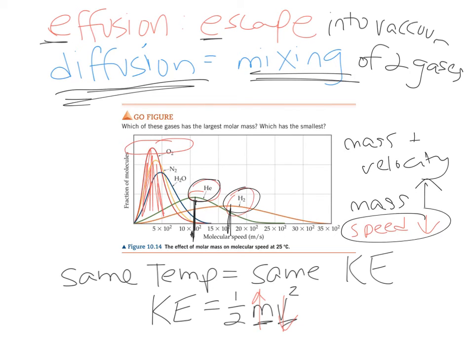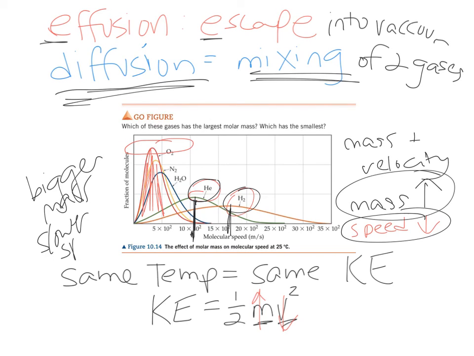So the speed of a molecule will be inversely proportional to its mass. If you have a bigger mass, you will have a slower speed. And so we can use that relationship. Gases that diffuse slower will have a slower speed. They will have a bigger mass. So conceptually, you want to be able to process that.